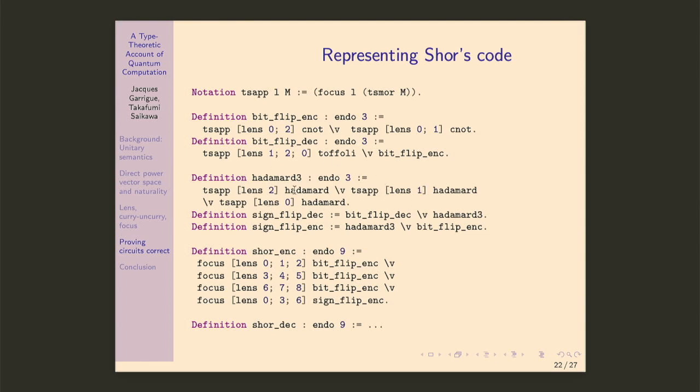So I can define the phase flip encoder and decoder as just the bit flip encoder and decoder, but composed with these 3 Hadamard gates. And finally, my encoder is just composing the 3 bit flip encoders on the right, on 0, 1, 2, 3, 4, 5, 6, 7, 8, with 1 phase flip encoder. And the decoder will be the symmetrical operation, so I don't write it here.